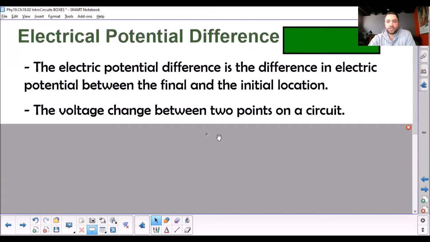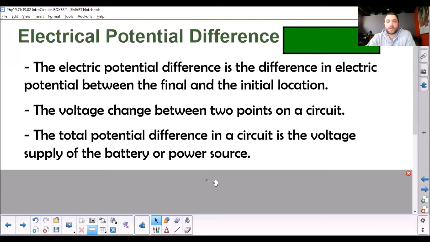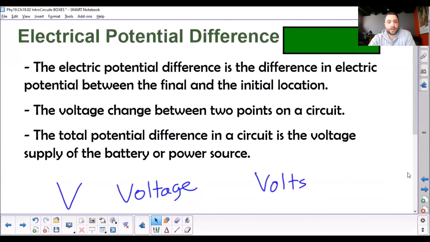The biggest change is your power source, either a battery or some other electrical device supplying the power. That's where your biggest voltage increase is going to be. The total potential difference in a circuit is the voltage supply of the battery or power source. So if you've got a 12-volt battery, that is the total amount of voltage you're going to have for that circuit. Each of the devices will use some of that voltage. And like I said, it's measured in volts.